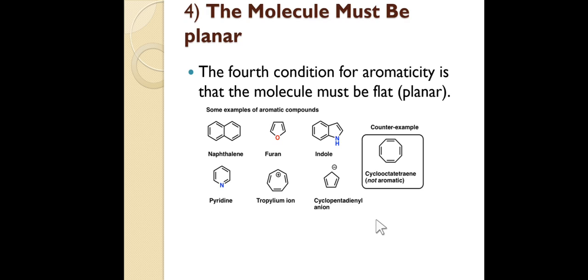But as we cross 7, the 8 membered, 9 membered, 10 membered, 11 membered ring systems cannot hold all the atoms in one plane. Therefore they are not planar. Even if they contain 4n plus 2 pi electrons, they are not considered aromatic because they are not planar, they are not a flat structure.